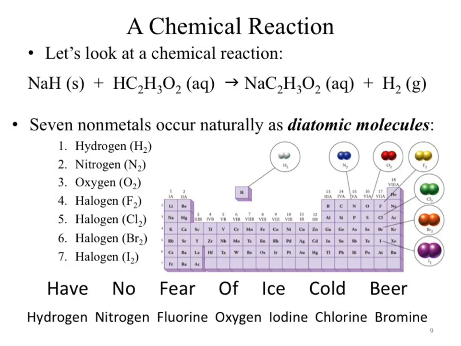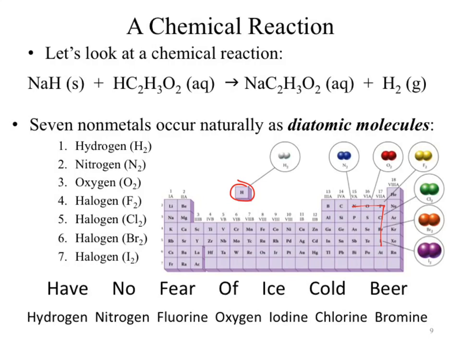Symbol for hydrogen is H. What does have begin with? H. Look at that, so it matches up pretty well. The other one that I've heard some people mention, which only sort of works and I don't really like it, is they say it's a 7 plus 1. I'd rather just remember have no fear of ice cold beer. So you've got the hydrogen and then you've got your 7 there as well. You need to know that those elements are diatomic.